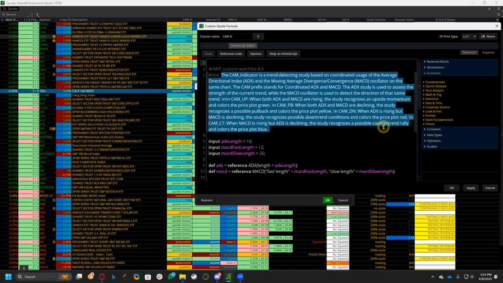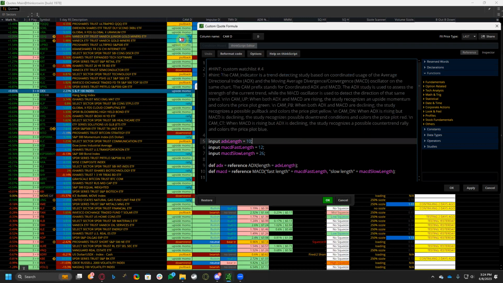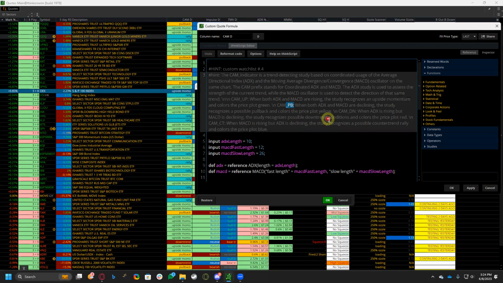CAM CT, when the MACD is rising, but the ADX is declining, the study recognizes a possible counter trend rally, CT, and colors the price plot blue, right? So it has those 4 different colors. And if you look at the study, we've got blue, green, yellow, and red. And depending on which color we see there, we'll know that it's either a pullback, a counter trend, down, or up. Okay. So that's your CAM indicator.